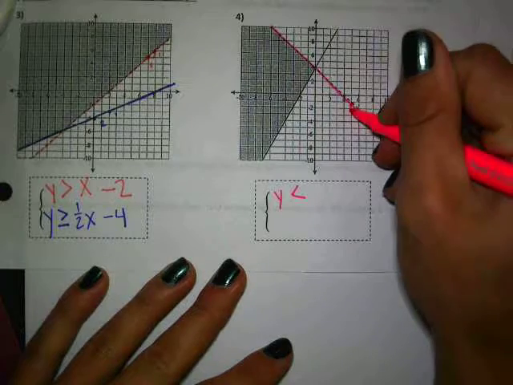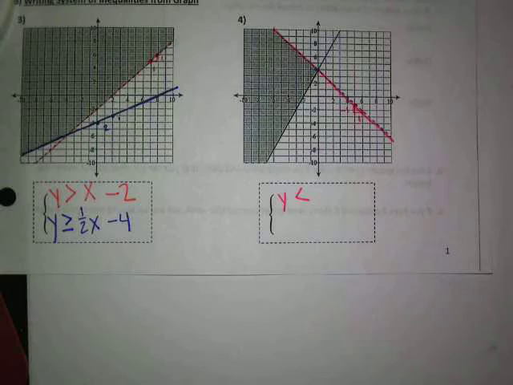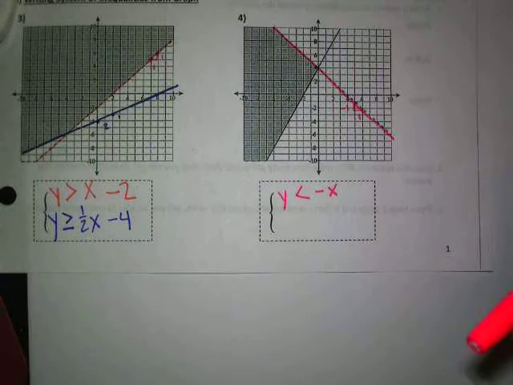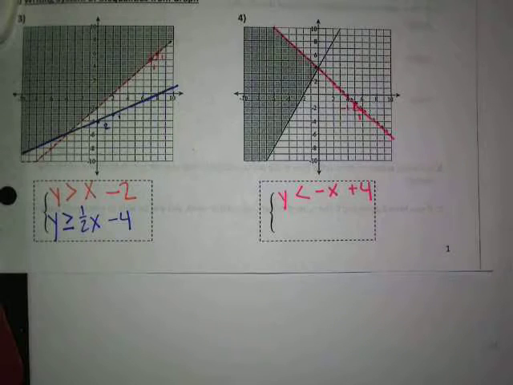Is it one? What is it? Close. Because you're going down, it's going to be a negative 1. So negative x plus what? Plus 4. You're good. Plus 4. I love a good negative edge.